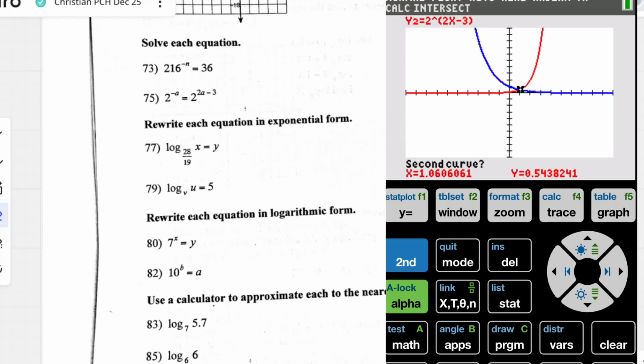Okay, first curve blue, second curve red. Doesn't matter. First curve, second curve, and then guess. And then it gives me the real answer, 1. So 0.5 is not part of it. That's just some number we don't need. The x value is the solution. You could come back and plug it into the equation and check it.